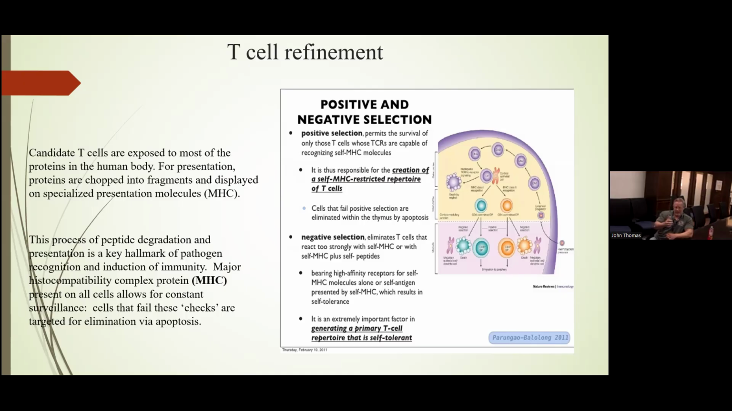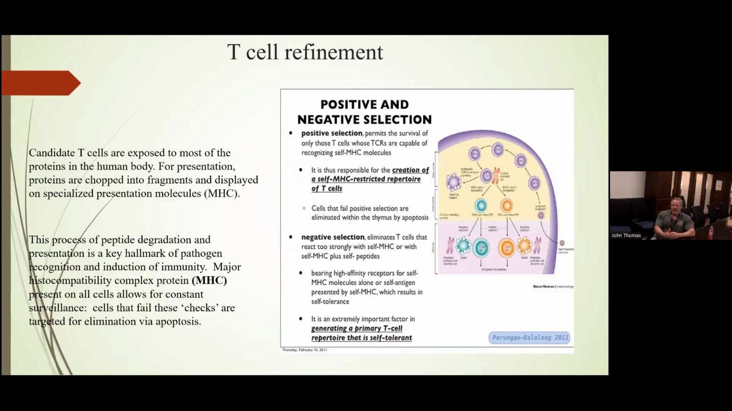Is it able to say, "This is peptide from me, this is not peptide from me"? So positive selection is going to select from the baby T cell population T cells that can recognize self MHC. So this is the first check. Can this brand new T cell recognize self MHC? This is positive selection. The next step in the selection process is referred to as negative selection.